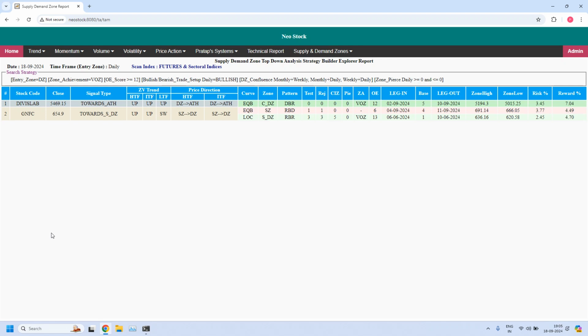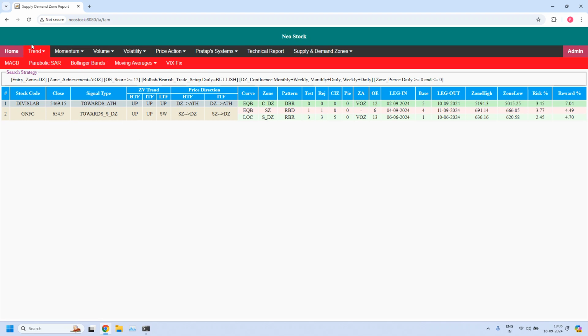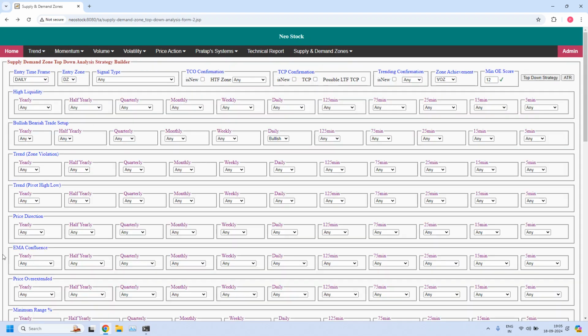These 2 stocks are having LTF, ITF, HTF confluence. That means the daily zone is part of the weekly zone, and daily and weekly together are part of the monthly zone. Monthly is HTF. And also the HTF trend is uptrend for both the stocks. If any of these stocks are having monthly EMA confluence, it is a high probability trade setup. Why are we looking for monthly EMA confluence? Because the daily zone and weekly zone together are part of the monthly zone. So we are verifying monthly EMA confluence.